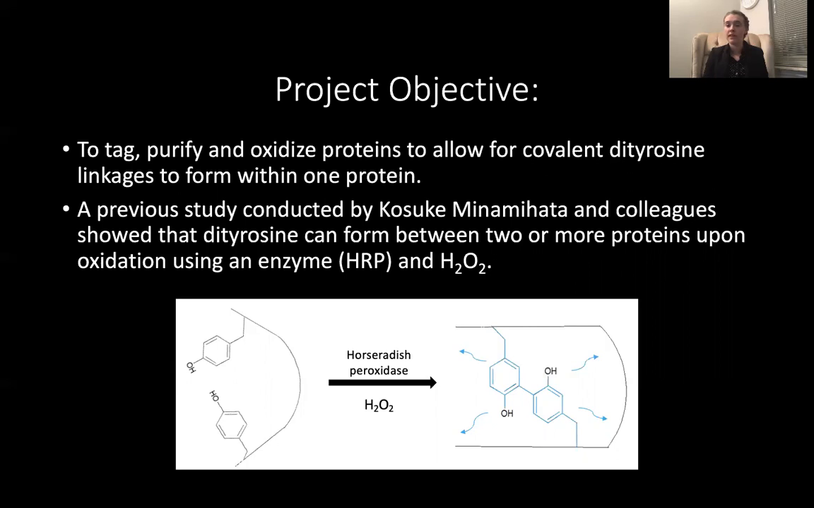A previous study has been conducted to show that under these oxidation conditions, this linkage can form between two or more proteins using horseradish peroxidase, which is an enzyme that catalyzes this reaction, and hydrogen peroxide. Under these conditions, we're able to take two tyrosines on a tag and link them together covalently. You can see an image of that at the bottom of the screen.